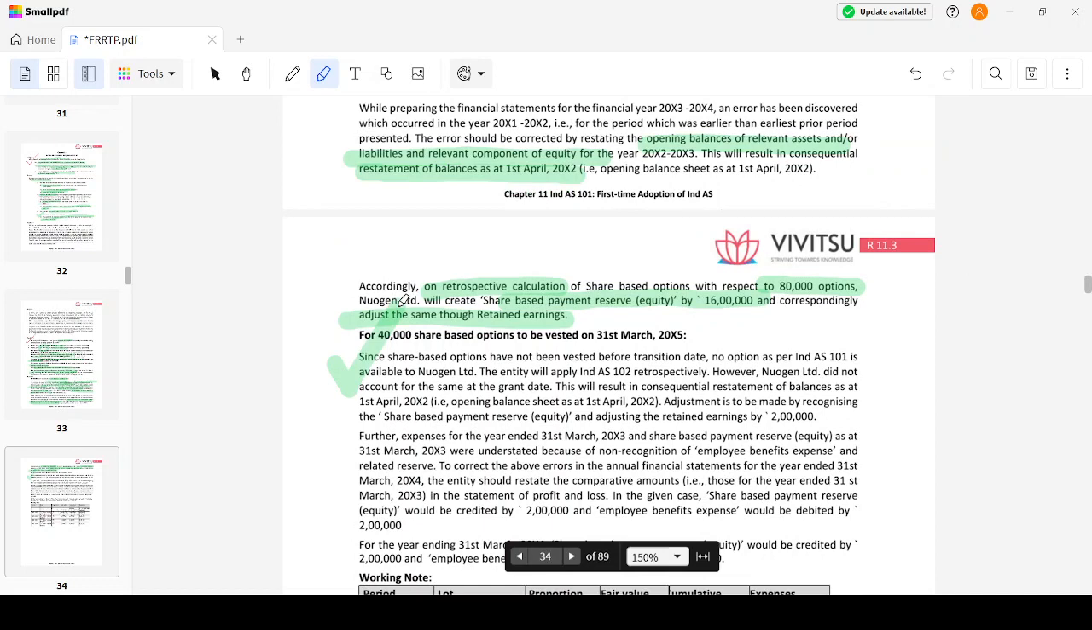Now, the transition date is 31st March 20x4, and the next one is 20x5. Since the share-based payments have not vested before the transition date, no exemption is available to Neogen Limited. It will apply Ind AS 102 retrospectively. It did not account for the same at the grant date. This will result in consequential restatement of balances. Adjustment is to be made by recognizing and adjusting the retained earnings by 2 lakhs.